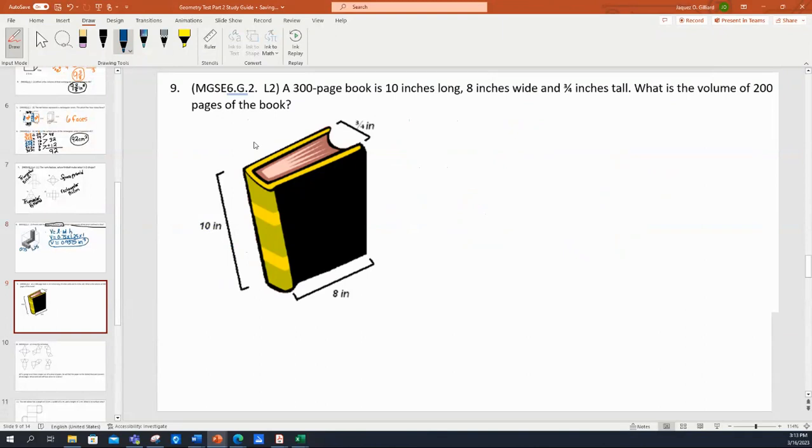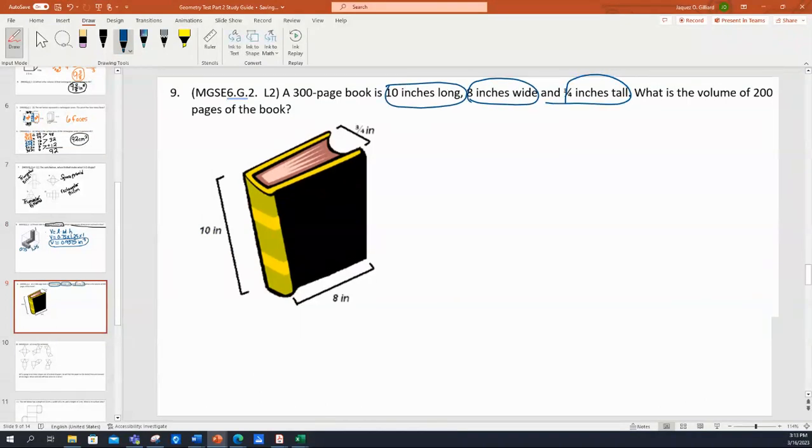Okay. First of all, let's just look at this. It says a 300-page book is 10 inches long, right? 8 inches wide and 3/4 inches tall. What is the volume of 200 pages of the book? All right. Well, the book is 300 pages altogether. So all of this equals 300. Now, it's asking about 200.